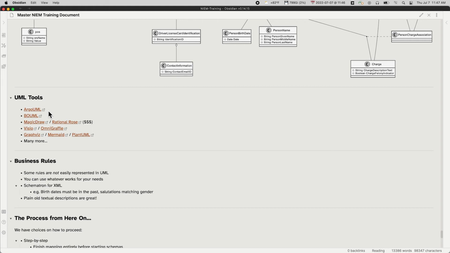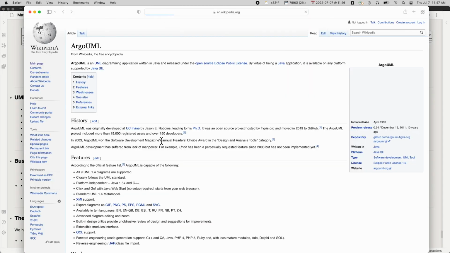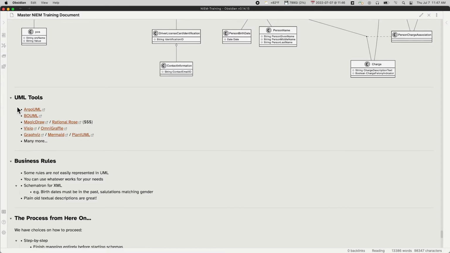The first one I recommend is called Argo UML. Argo UML is cross-platform, written in Java, works on almost anything. It is free and open source. It's a very common tool for NIEM work because it is free and open source and anybody can use it. So that would be my first stop, is Argo UML to draw UML diagrams.